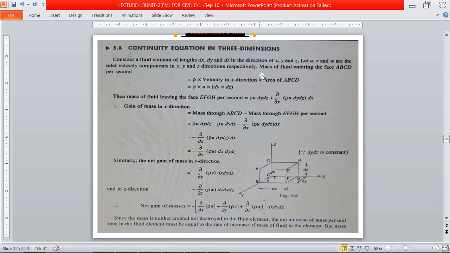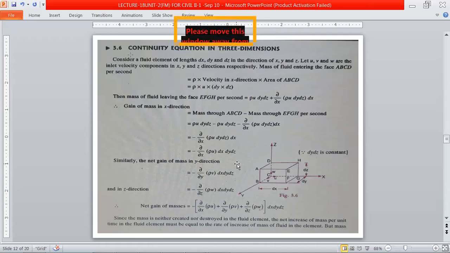So just name it and show the distances dx, dy, dz. Let u, v, w be the inlet velocity components in the x-axis, y-axis and z-axis. Just show it like that. Then the mass of fluid entering the face ABCD per second. Now we have taken a part, ABCD.